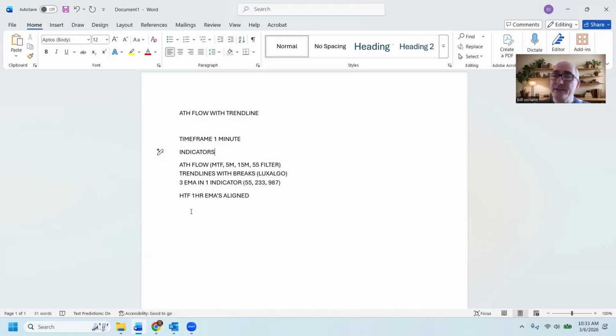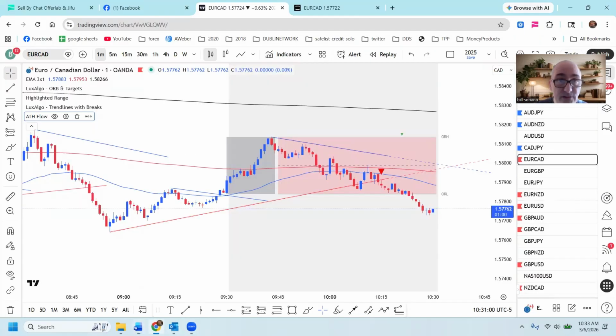For me, it's a little bit different because you can kind of adjust the chart size, which I'll show you in a second. That's why I added the higher time frame criteria on here, and I'll show you what I mean in a second when I go to the charts.